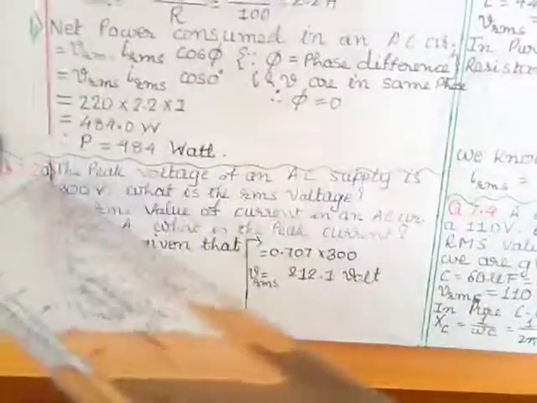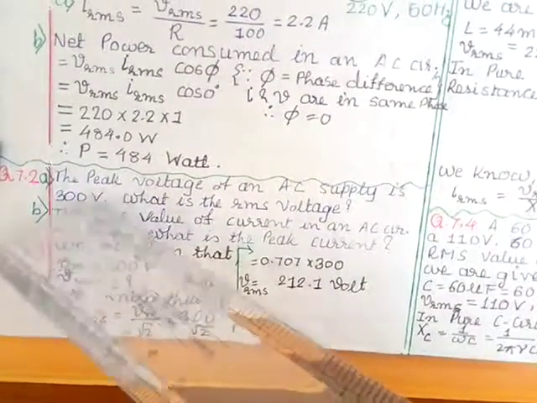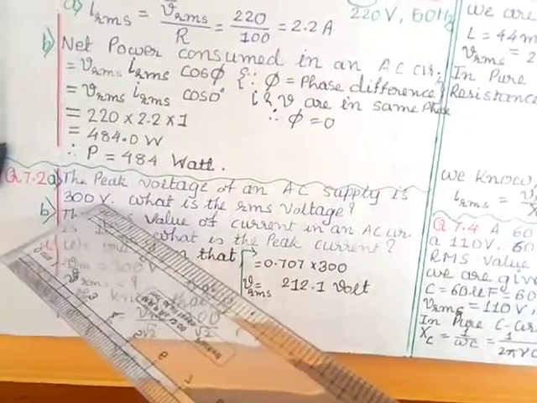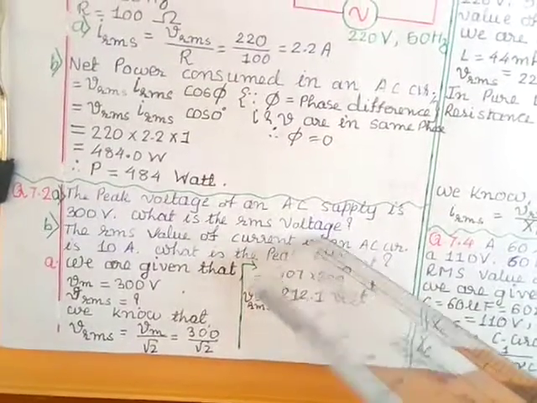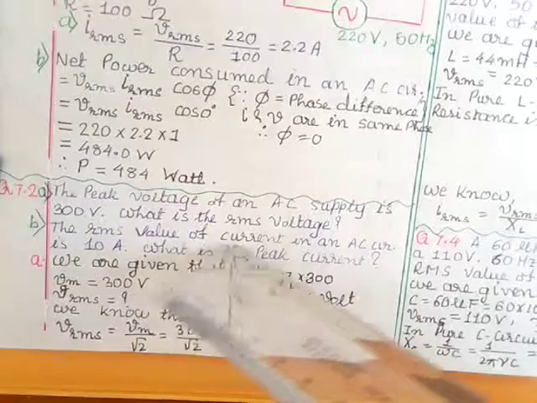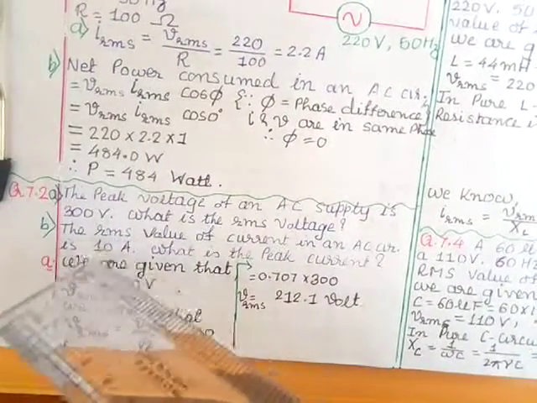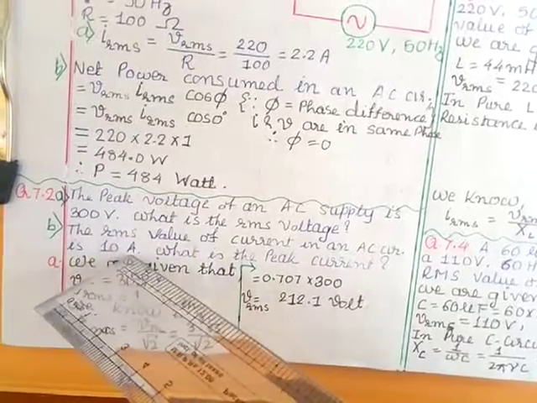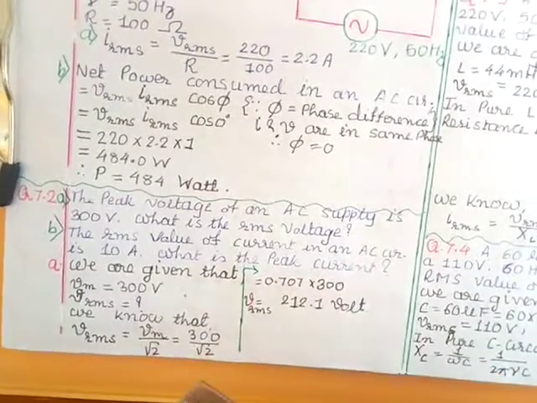Question number 7.2. A. The peak voltage of an AC supply is 300 volt. Peak voltage, that means Vm is given. What is the RMS voltage? VRMS you have to find. B. The RMS value of current in an AC circuit is 10 ampere. RMS current is given as 10 ampere. And what is the peak current? That means Im you have to find, or I naught.